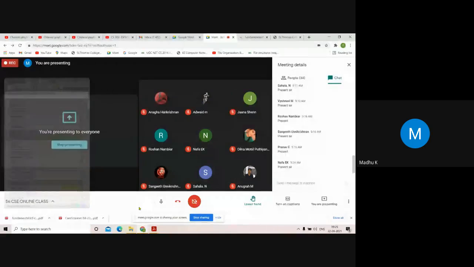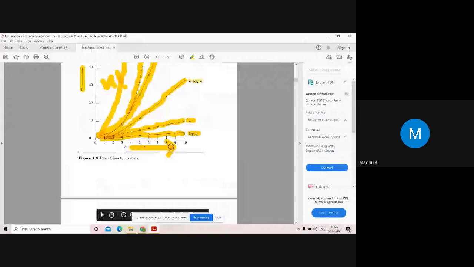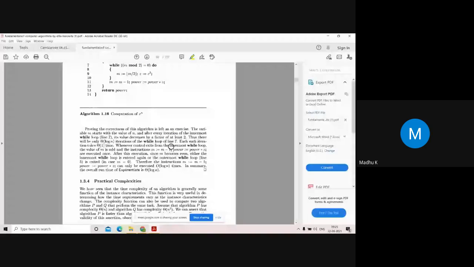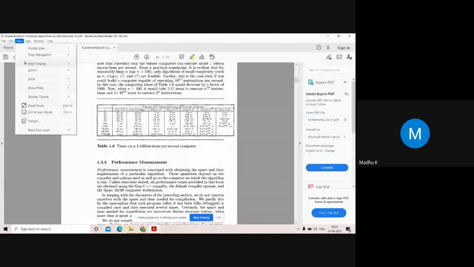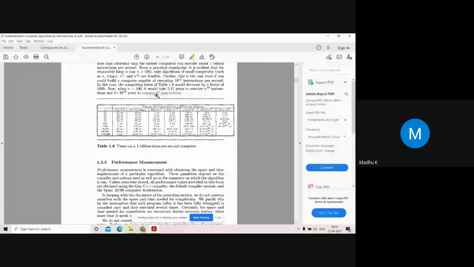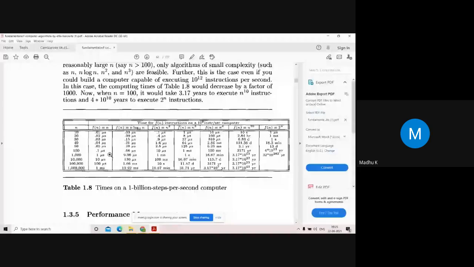Next, we are moving to this chart. What is the effect of? You can note this table. You don't need to study this. I'm saying this just for your understanding, and you don't need to worry about this.